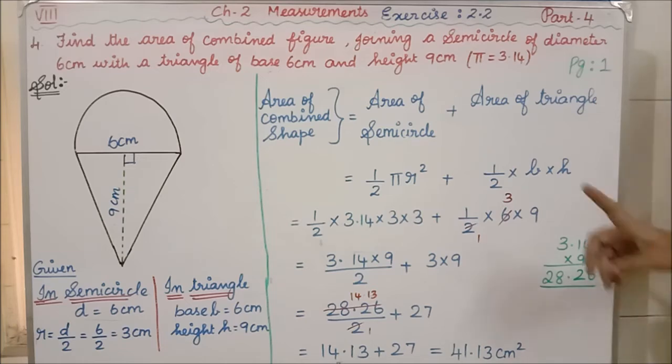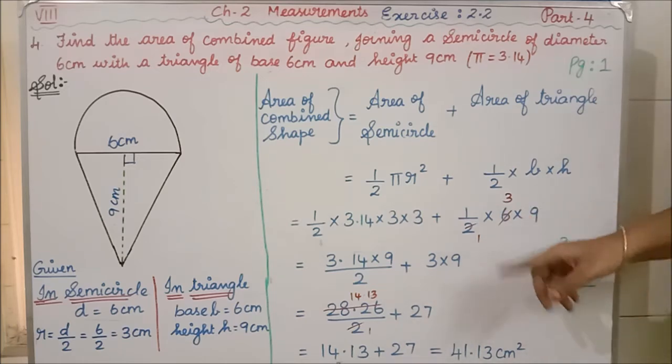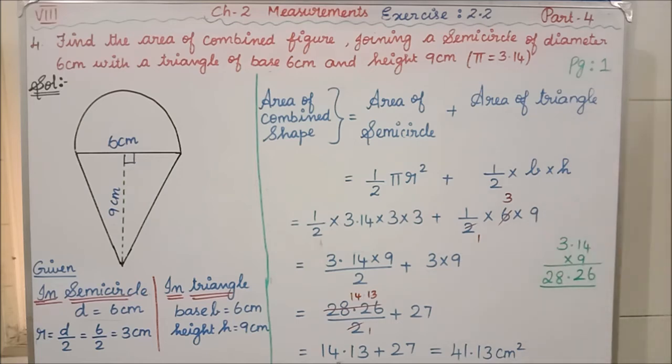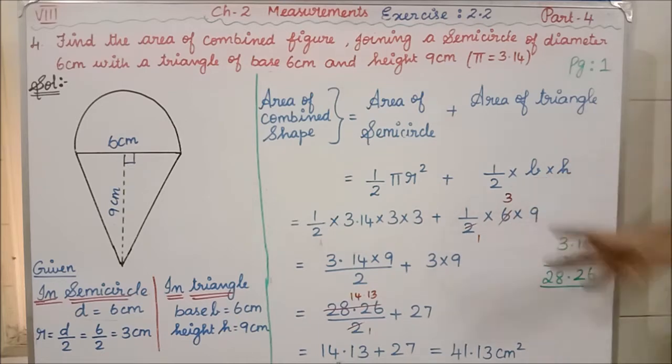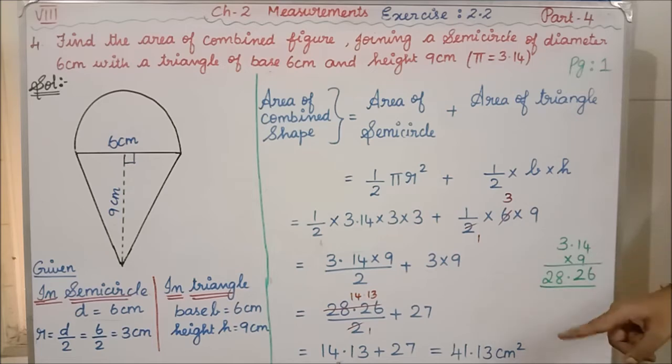After multiplying I am getting 28.26. So 28.26 divided by 2, plus 9 threes are 27. I am cancelling 28.26 in the 2 table. It is an easy cancellation. So when I cancel, I get 14.13 plus 27. Okay, I have found the area of the semicircle separately and the area of the triangle separately. Finally, what I am doing? I am adding both the values. Clear? So 14.13 plus 27, if we add, we will get 41.13, that is the value.